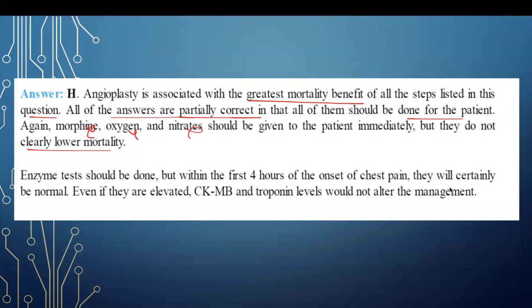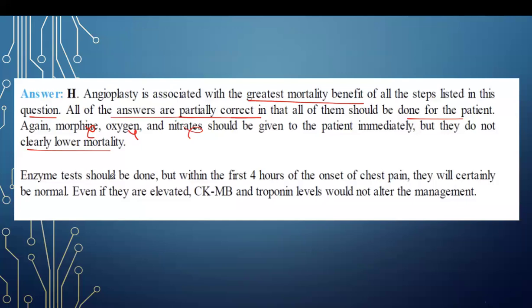So it is door to balloon or door to needle time. That's what we say, right? So when a patient goes into your door, you know it is a ST-elevated MI. You don't waste any time. You do the needful and you take the patient to the catheter lab. Okay, so if you can within minutes, that's the ideal.